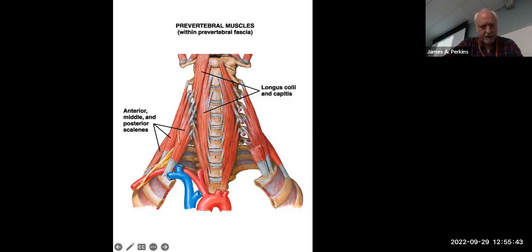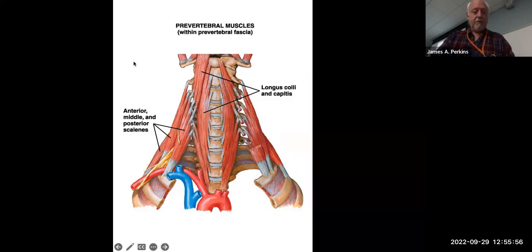There are a pair of muscles that sit on the anterior surface of the vertebral bodies, which you don't have to worry about memorizing right now, because we'll come back and revisit this later when we actually do that dissection after the third exam. But they're called longus colli and longus capitis muscles.